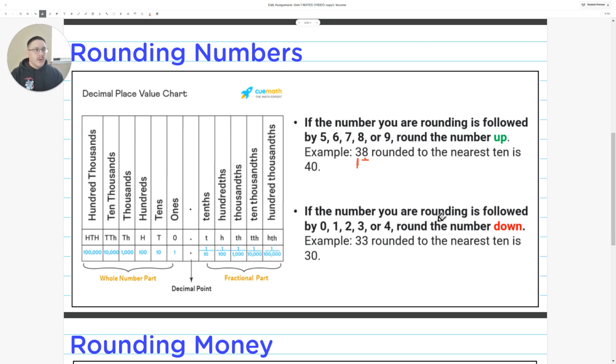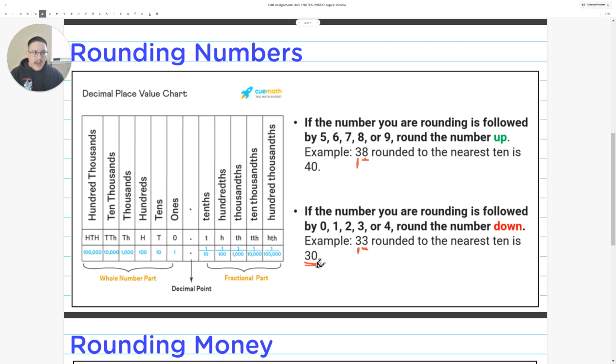Now, if the number we are rounding is followed by a 0, 1, 2, 3, or 4, we're going to round the number down. So again, for this example, we're going to round to the nearest tens place. We have the number 33. Tens is this first 3, or the 3 on the left, and then the 3 on the right is the 1 place that we're trying to round. Now, because this number is one of the following, 0, 1, 2, 3, or 4, we're going to round to the nearest 10 down. So we're going to round down to 30.